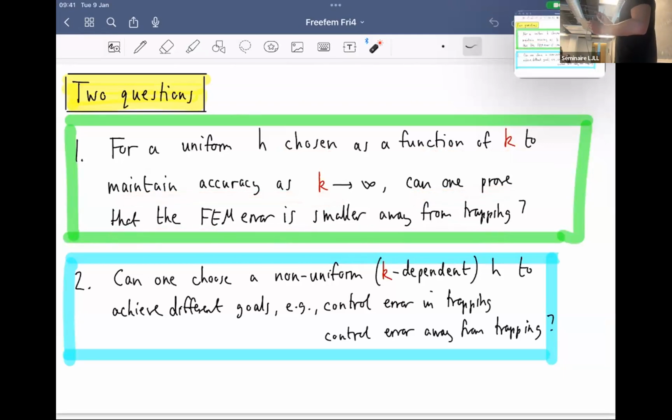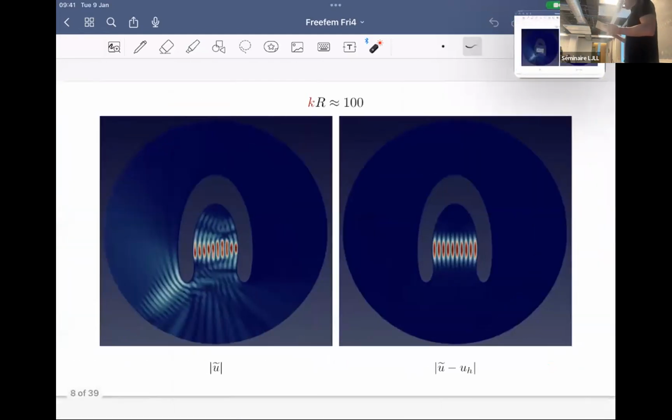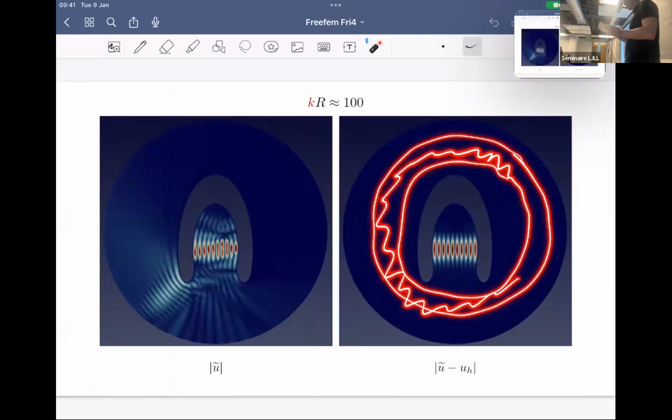And one of the motivations for this is, again, as we heard this morning, if you want to compute the far field pattern of the Helmholtz solution, you only need to know the solution in some annulus around the scatterer, right? So if I knew the solution in some annulus around the scatterer here, I can compute the far field pattern. And in some applications, the far field pattern is exactly what you want.